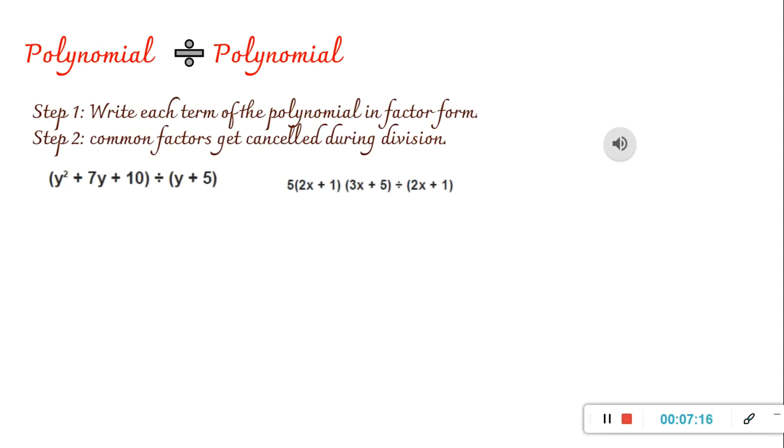So this is our first example. You have y square plus 7y plus 10 divided by y plus 5. So how do we handle this? Now, if you look at the numerator, let us first try to factorize the numerator, because the numerator has a quadratic term, linear term, constant, all the things are there, right? So let us try to factorize the numerator, because in the denominator we have y plus 5.